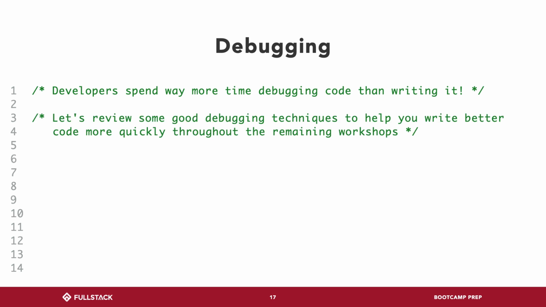So, this is true. Developers spend way more time debugging code than writing it, okay? Because usually when you're making your own applications, you will be writing thousands and thousands and thousands of lines, okay? The more complex your application is.